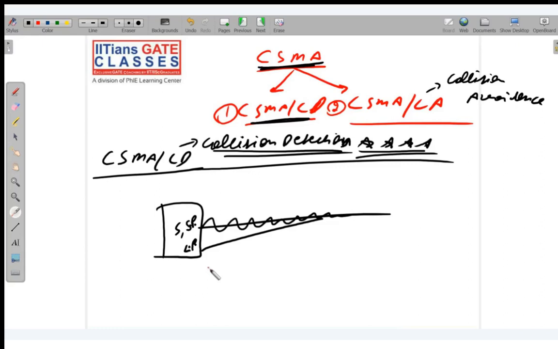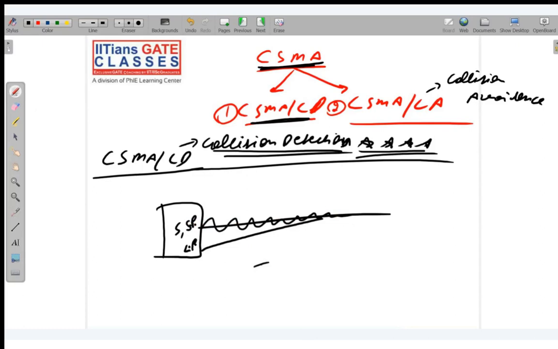Now what will happen? If the station is sending data from the sending port and simultaneously listening for collision, what if it has detected a collision? Don't worry, I will tell you later how collision is detected, but let us assume the listening port has detected some collision. What should be done now? Obviously station one will immediately stop sending data because a collision has occurred, and it will send a special jam signal informing other stations also about the collision.